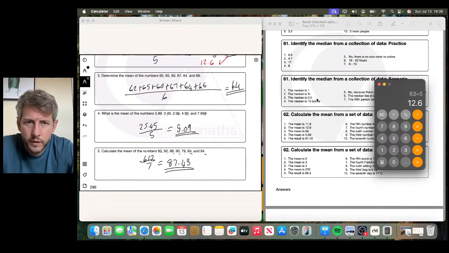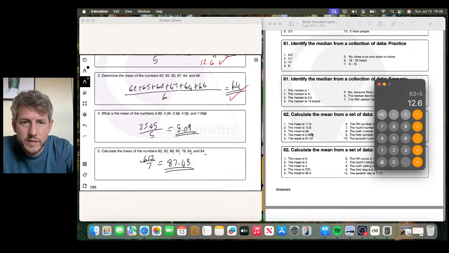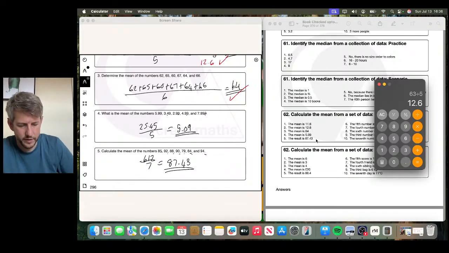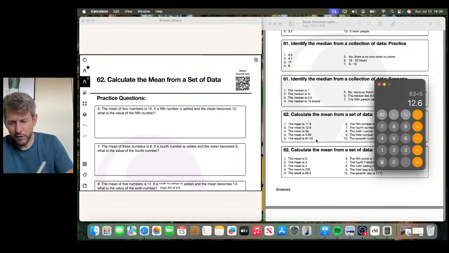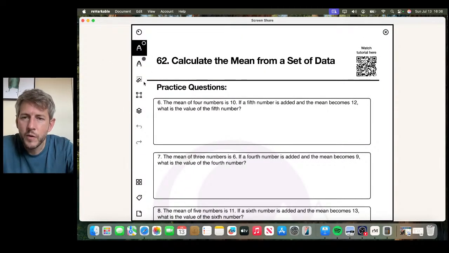Here we go. And we've got 64. Yep. That one agrees here. 5.09 and 8.43. Okay, right. Let's have a look at these next ones here. So, here we go. So the mean of 4 numbers is 10. If a 5th number is added, the mean becomes 12. What is the value of the 5th number?